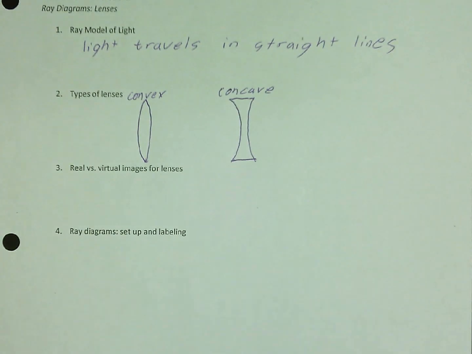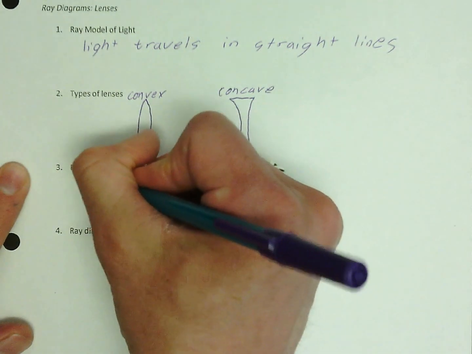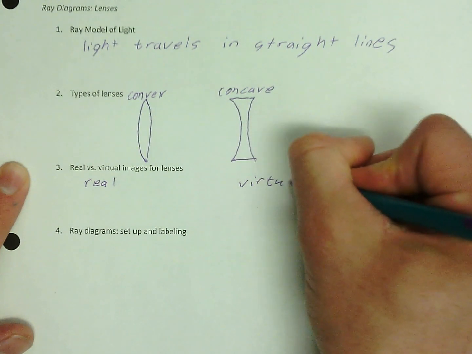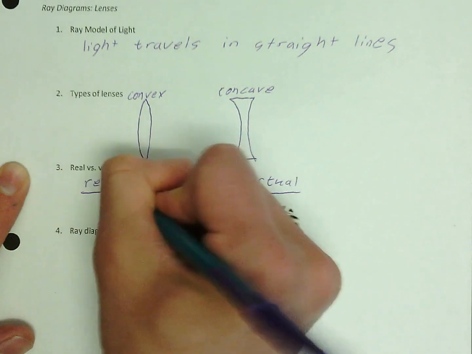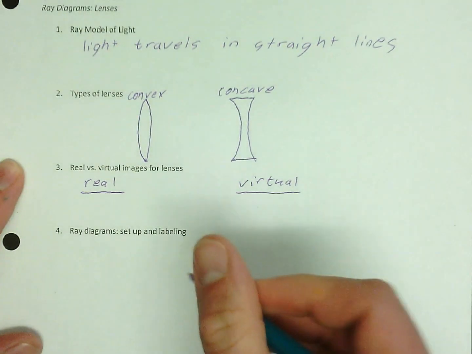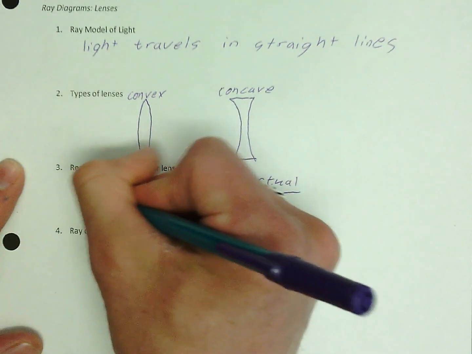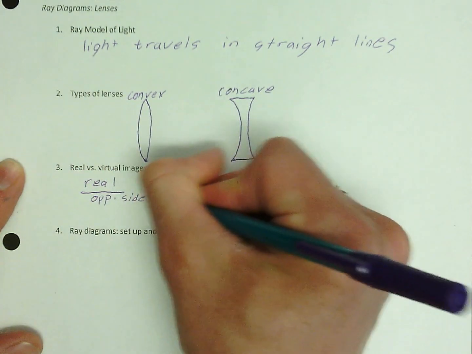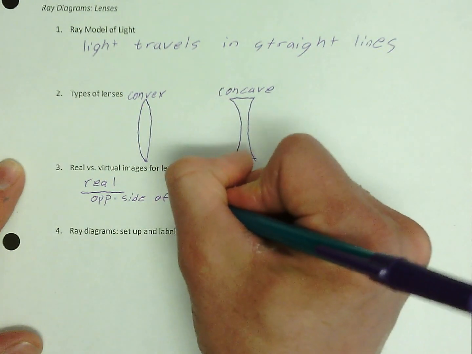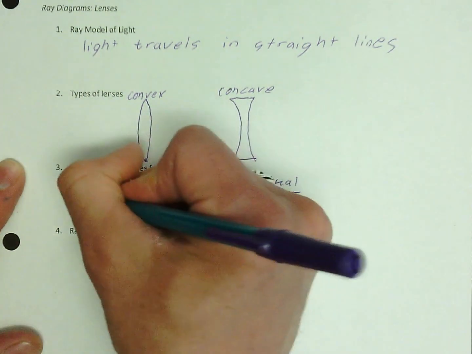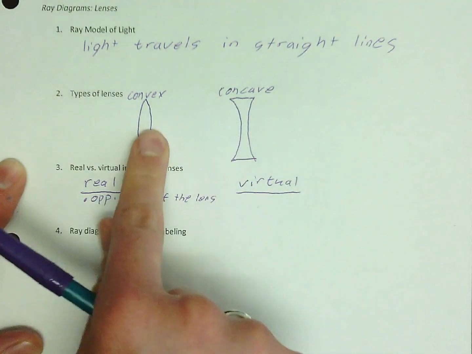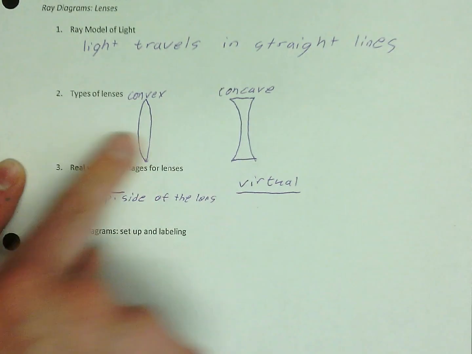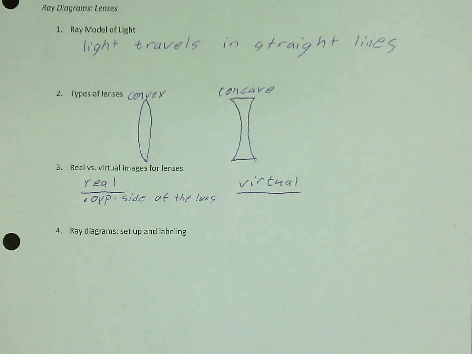Okay, real versus virtual images. Now, we just defined what real images were. Real images form at an actual place in space, whereas virtual images only appear to. So that means that real images are going to be on the opposite side of the lens. What I mean by that is, light goes through lenses, right? So real images are going to be on the other side because light goes through them. So real images will form on the opposite side.